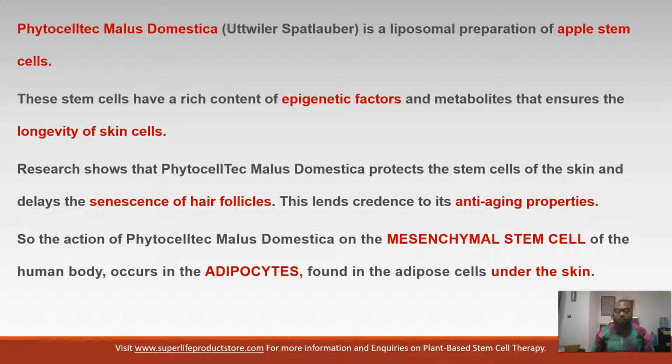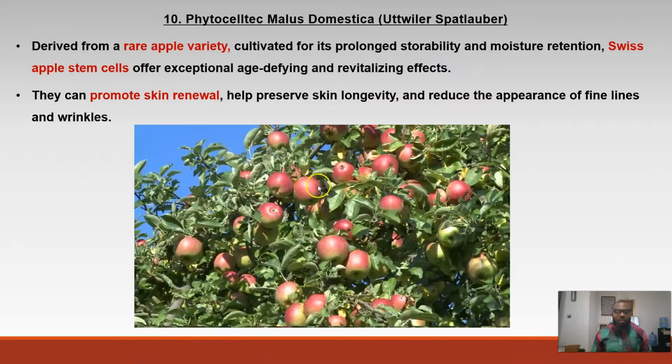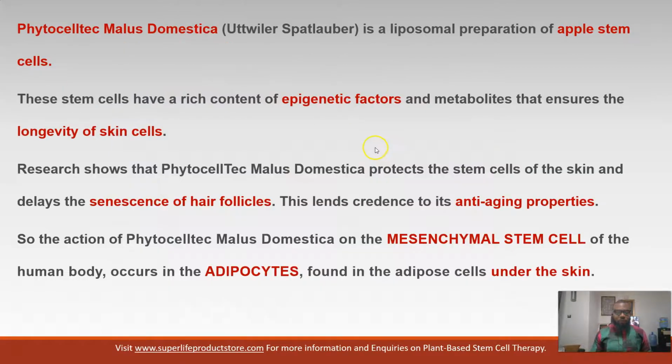So the function of this compound on mesenchymal stem cells of the human body basically happens in the adipocytes, like I said earlier. Adipocytes are found in the fat cells and tissues all around the body. So under the skin, around the heart, around the lungs, around the organs, behind the eye, and all of that. So this is where this apple sends all its workforce to the replenishment and rejuvenation of the stem cells of the human body.